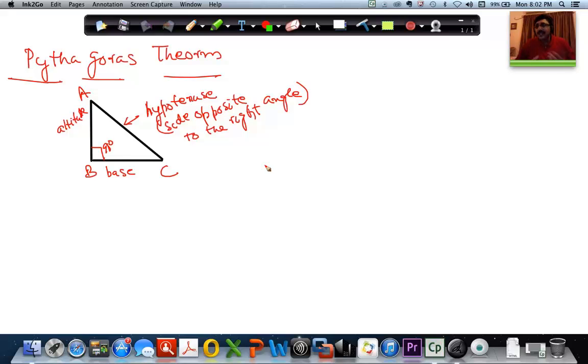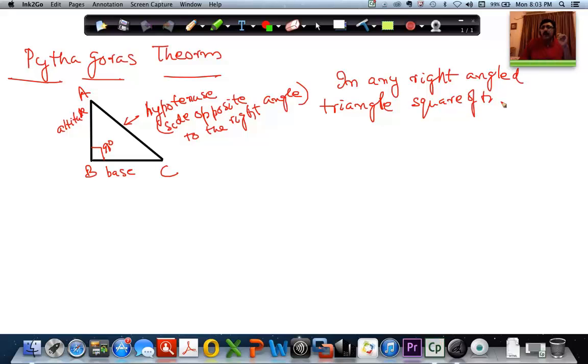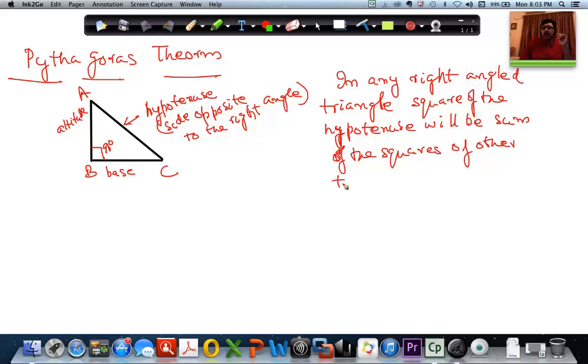Now, what does the Pythagoras theorem say? The Pythagoras theorem states that in a right angle triangle, the square of the hypotenuse will be equal to the sum of the squares of the other 2 sides. Right? So that's what the Pythagoras theorem says. In any right angled triangle, the square of the hypotenuse will be the sum of the squares of the other 2 sides.